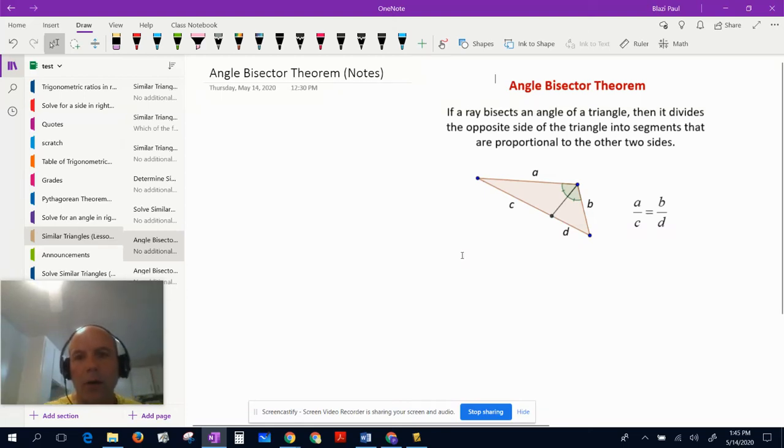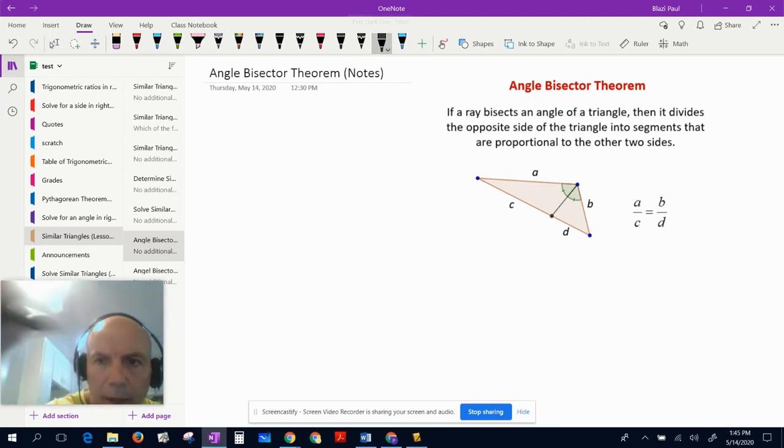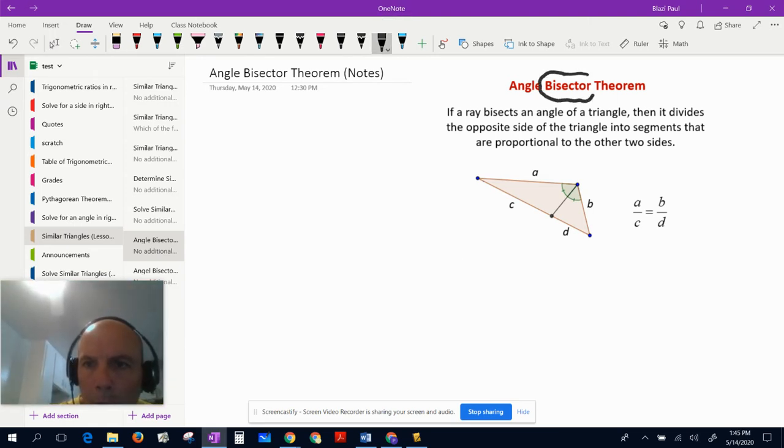Hey guys, angle bisector theorem, real quick, vocabulary. Bisector. What does it mean when something bisects something? It means cut in half. Okay?